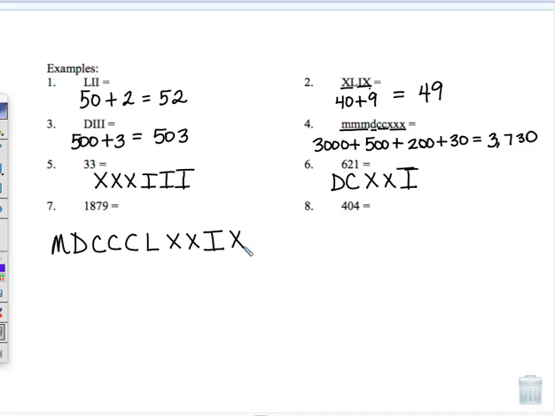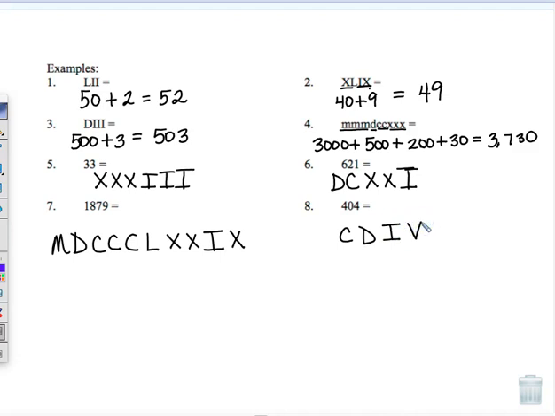All right, last one. 400. I can't write out 4 C's. I have a 500 that I can take 100 away from. So that's going to be CD. I precede it to take 100 away from 500. So that gives me 400. 4, I can't write 4 I's. That's going to be 1 less than 5. So that's going to be IV.